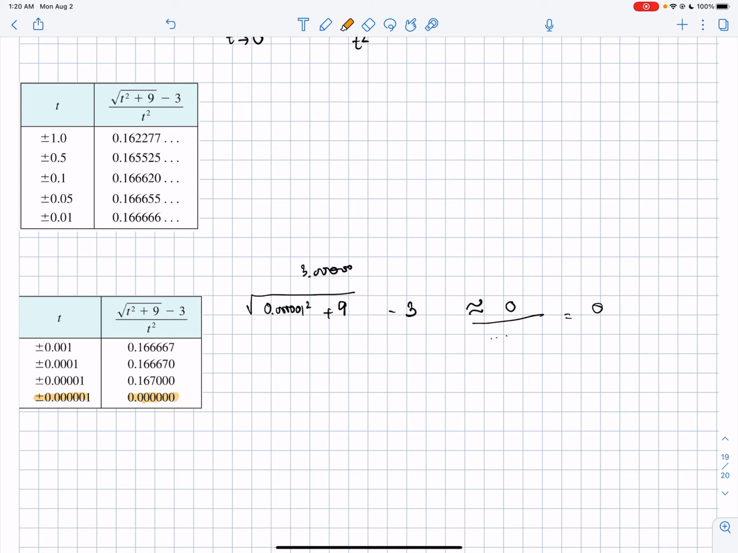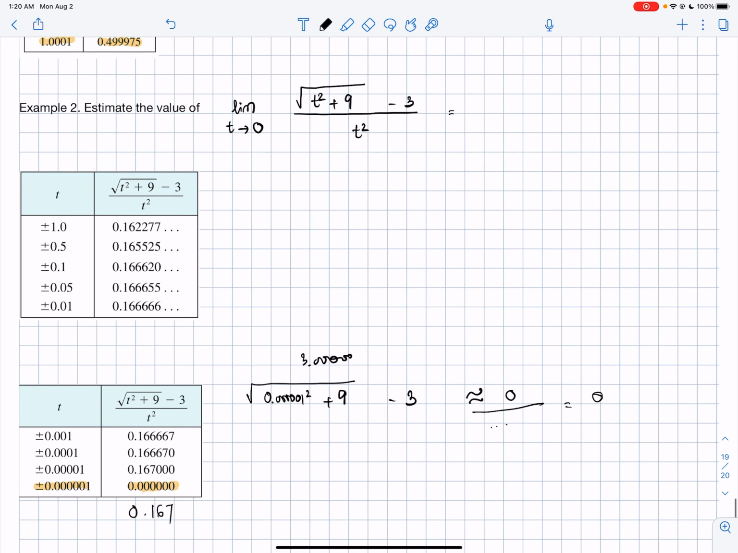However, when I check with the scientific calculator or the graphing calculator, because we have more space in the scientific calculator, the answer is still 0.167. So the final answer for this problem is 0.167, or 0.6666 and so on. Then we can write this in fraction form. This is like 1/6.